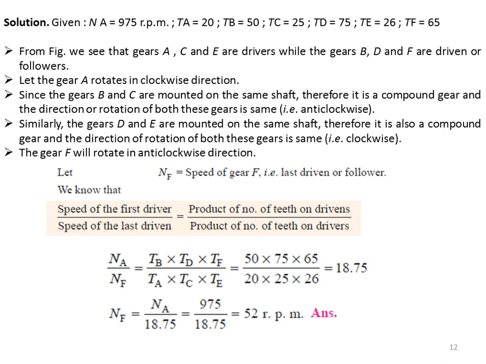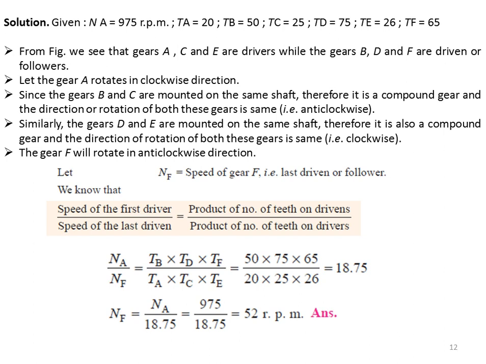If A is having the clockwise direction, and B and C are a compound gear train, connected on the same shaft, and D and E are also on the same shaft, that is also a compound gear, and the direction will be opposite for B and C compared to D and E. So A moves clockwise, B and C will be anti-clockwise, D and E will again be clockwise, and F will have the anti-clockwise direction.